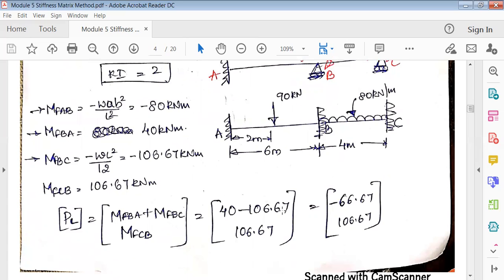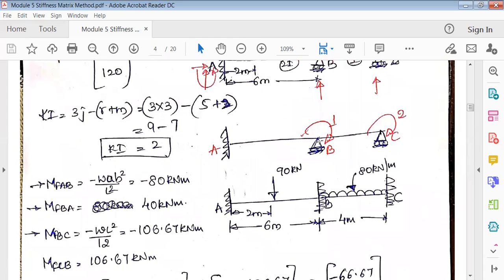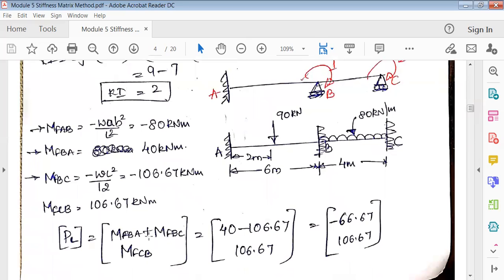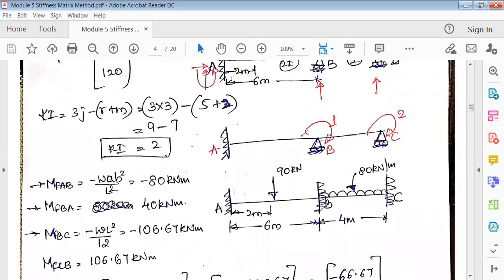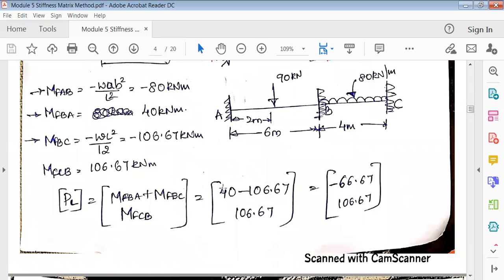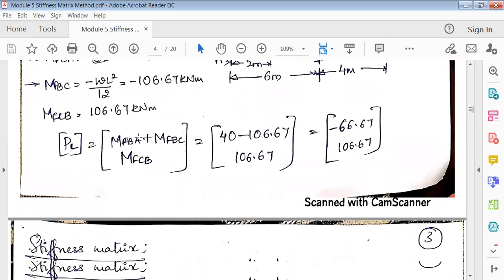Okay, so once you get this, next find out PL. PL is nothing but the sum of moments at the respective joints, because of the loads. So at B, okay, you can see here B is connected. So first BA, BC, okay. So MFBA plus MFBC. Then at C, it is MFCB. So first write the formula, then whatever we've calculated here, substitute here and then simplify. So PL would be minus 66 and plus 106. Okay, so we got P also and PL also.